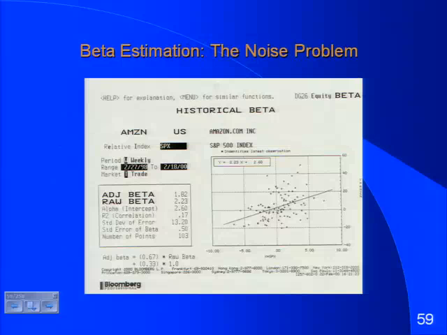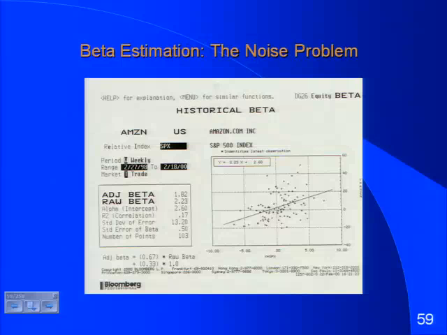We talked about the standard error on beta estimates. I call this the noise problem. You run a regression, you get a slope. The slope comes with a standard error. One of the nice things about having a Bloomberg beta for your company is, in addition to reporting your beta and screwing around with that beta with an adjusted beta, they also tell you what the standard error on your beta estimate is.